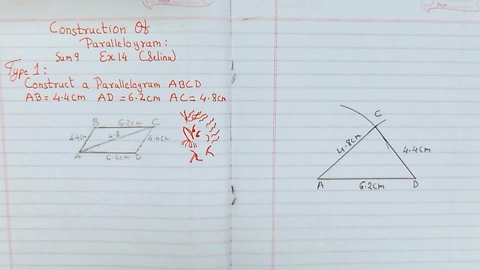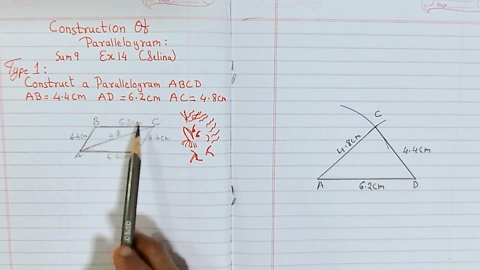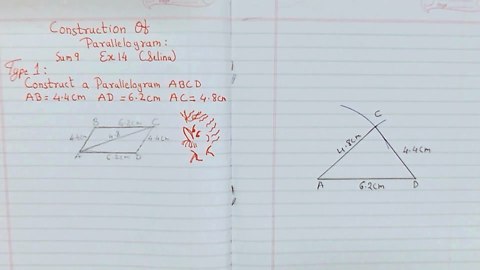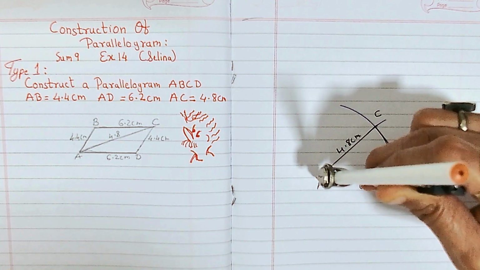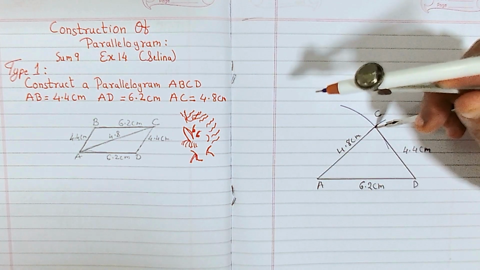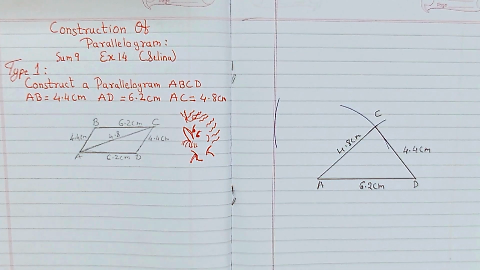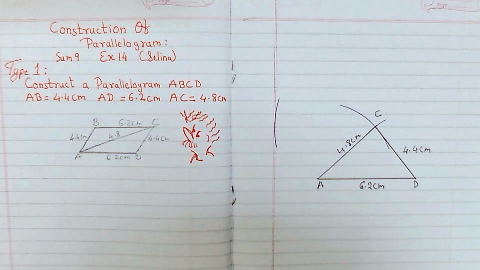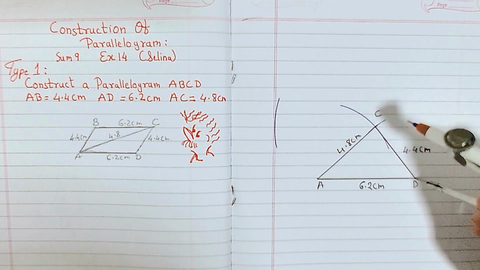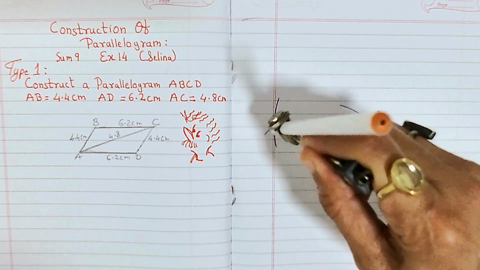As we know, opposite sides are equal. So AD will be equal to BC. So drawing BC 6.2. Whatever will be AD will be BC. Taking C as the center, cut an arc. And we also know that DC will be equal to AB. So taking DC as 4.4, taking A as the center, cut an arc.